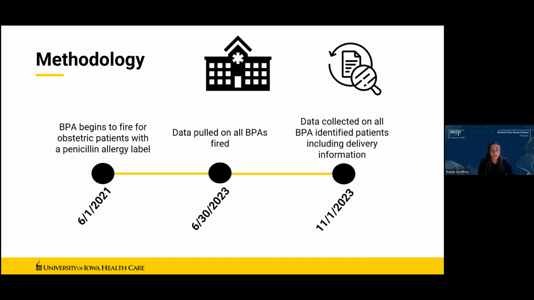This was a single-center retrospective IRB-approved chart review. The BPA began firing in 7 obstetric clinics in our institution on June 1st, 2021. On June 30th, 2023, we pulled the data of all the BPAs that had been fired, and we collected data on all of these patients, including their delivery information up to a delivery date of 11/1/23.